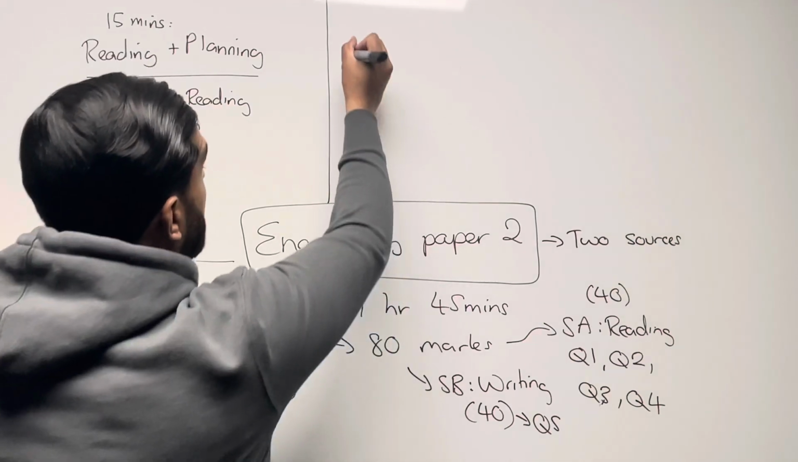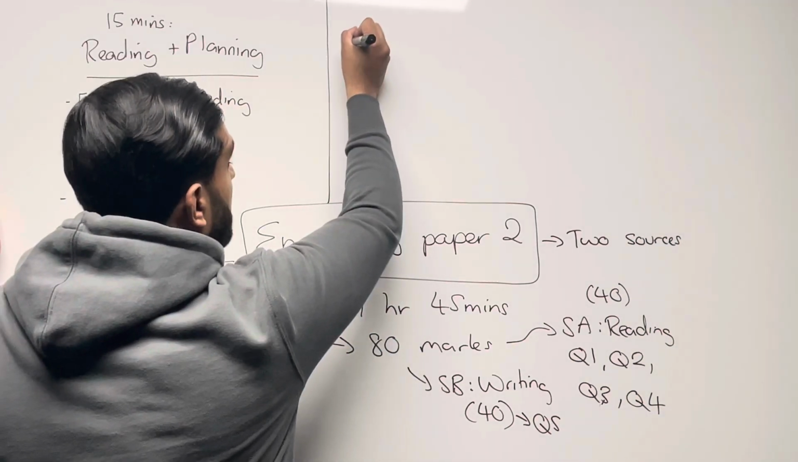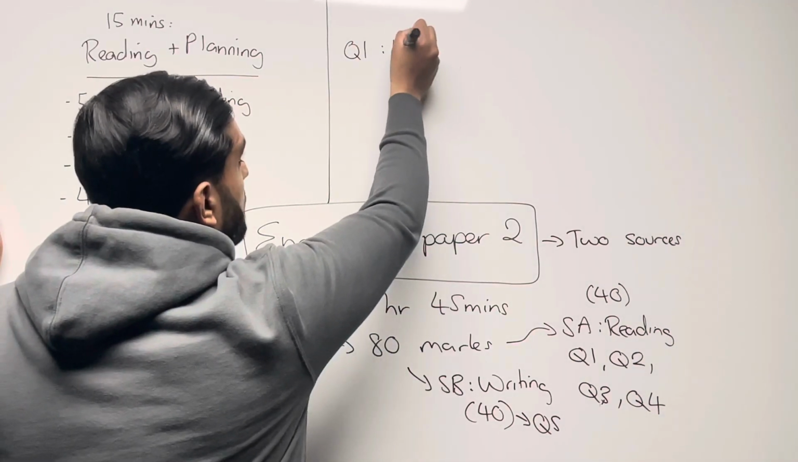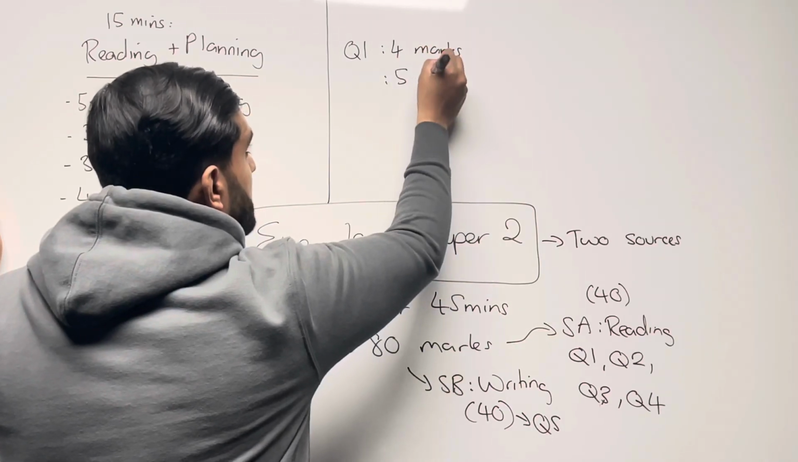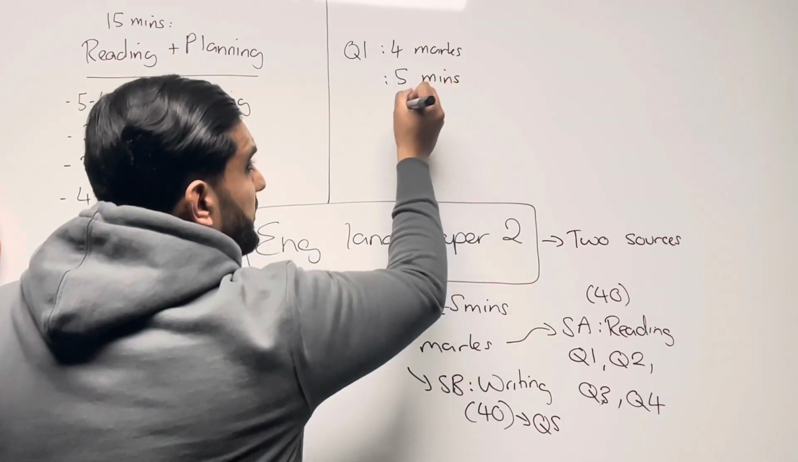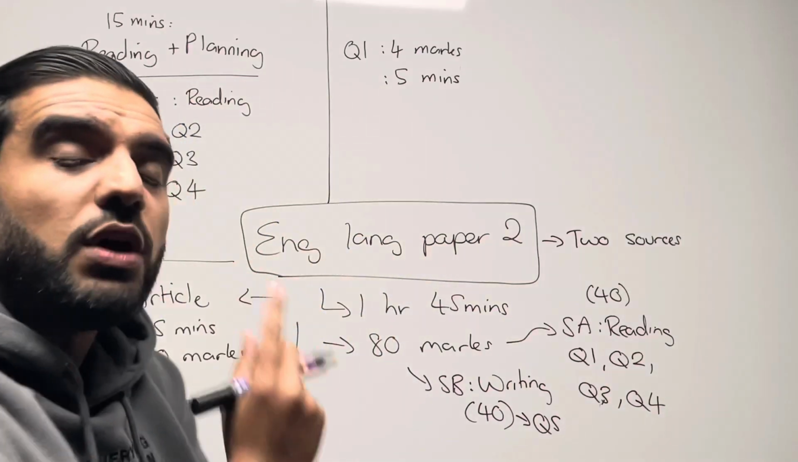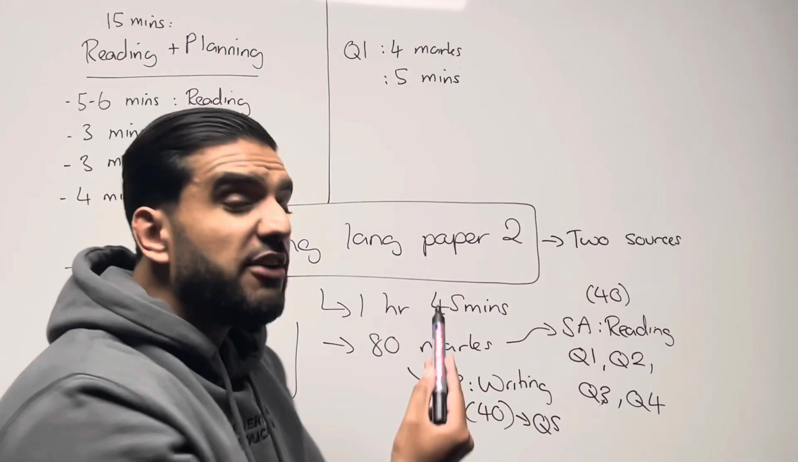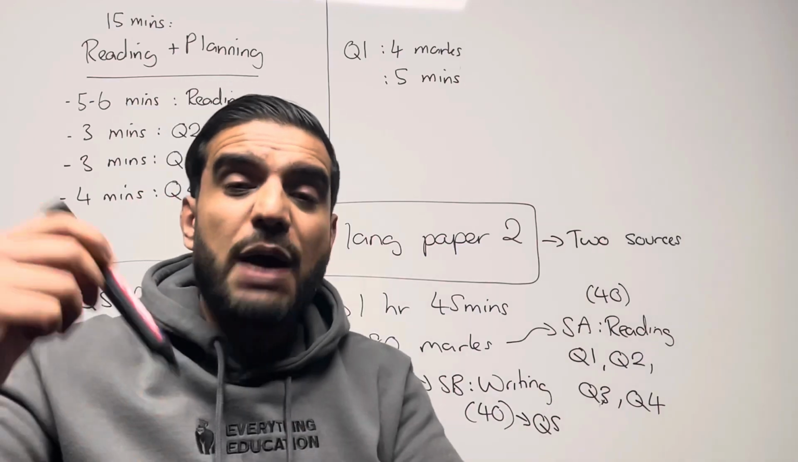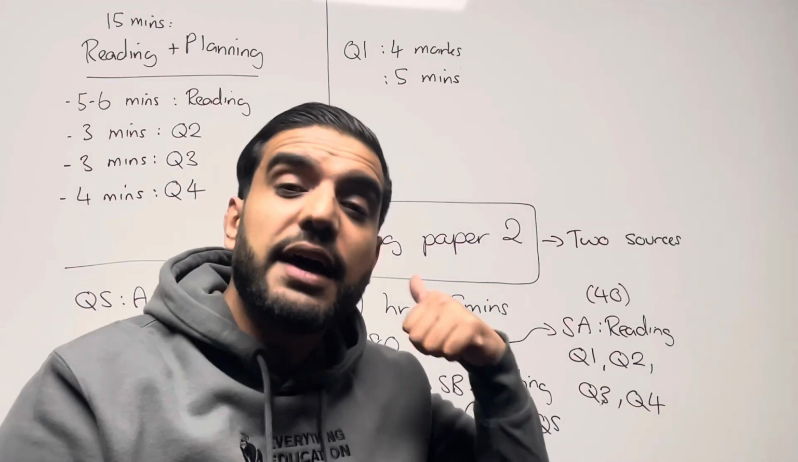Now, we didn't plan question number one. Question number one is worth 4 marks, and we are spending 5 minutes on this question. This is why we didn't plan it: we are given 5 minutes to answer it, so our planning time is within that 5 minutes.